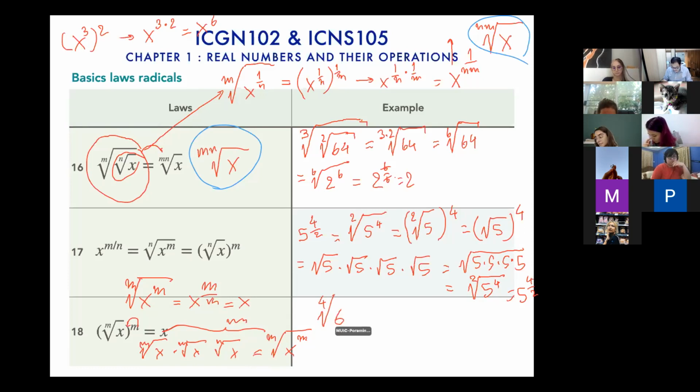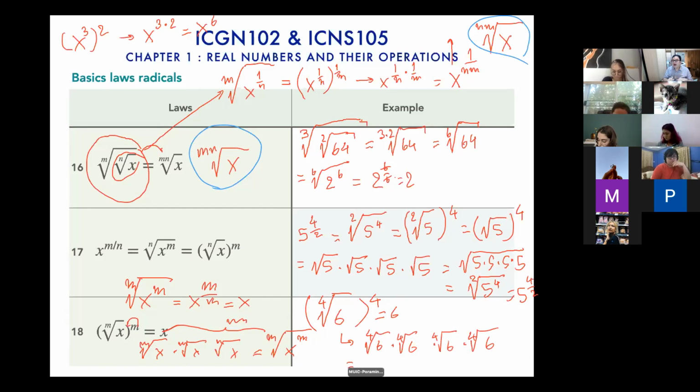Now let me give you an example. If you have the fourth root of 6 to the power of 4, for sure if you apply this rule it's equal to 6, but how can we get 6? Because the fourth root of 6 to the power of 4 is equivalent to the fourth root of 6 times the fourth root of 6 times the fourth root of 6 and times the fourth root of 6.